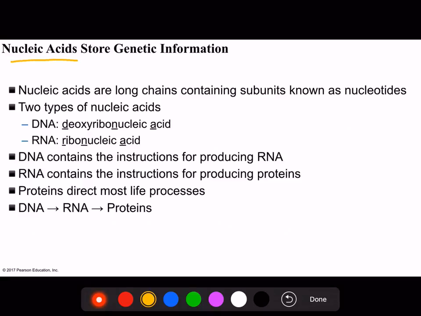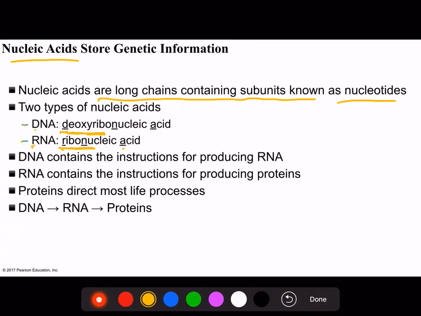The other group is the nucleic acids. And these nucleic acids are long chains of subunits known as nucleotides. And we have two types of nucleic acids, DNA and RNA. DNA is made out of the deoxyribose sugar, whereas the RNA is made out of the ribose sugar. DNA is deoxyribonucleic acid, whereas the RNA is ribonucleic acid.